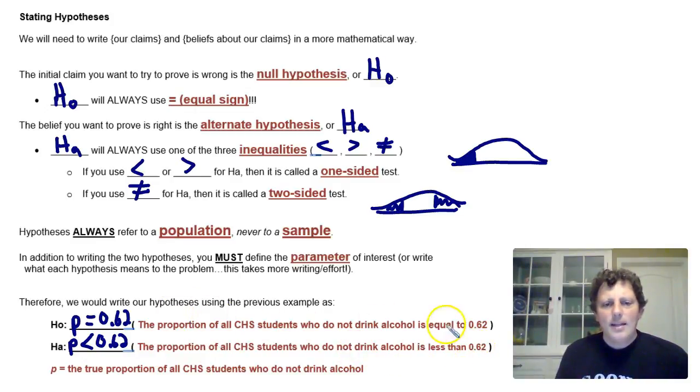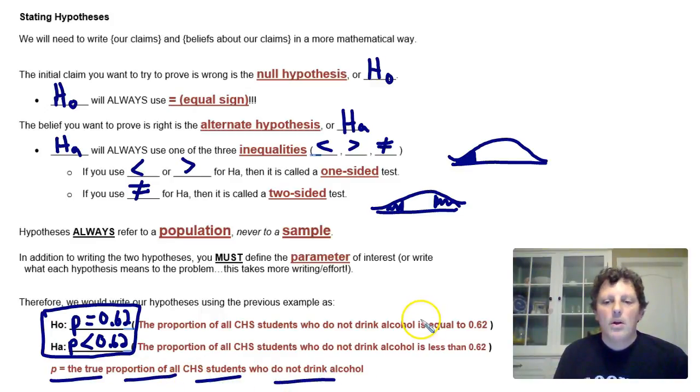But that's a lot of writing, right? I think what most of you are going to do is not necessarily write this next to each of these proportions, but just write your hypotheses in symbol notation. And then below it somewhere, define P. P is equal to the true proportion of all Cairo High School students who do not drink alcohol. We must define our parameter so that we know what this letter stands for. We know what we're trying to test a claim about.